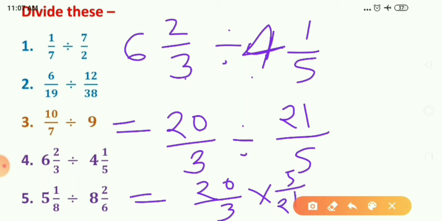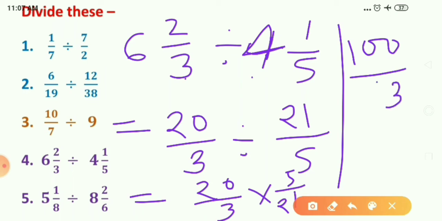Now come to the second step, you will write 20 upon 3 multiplied by 5 upon 21. It was the reciprocal of the second fraction number. Now multiply the numerators and denominators. So 20 5s you will get 100, and upon 3 21s are 63. So 100 upon 63, this is your quotient. And the last question is for your practice. If you solve this and get the answer, you must write it in the comment box.